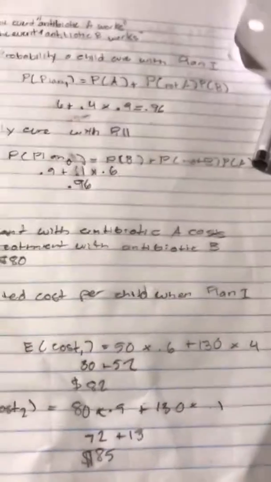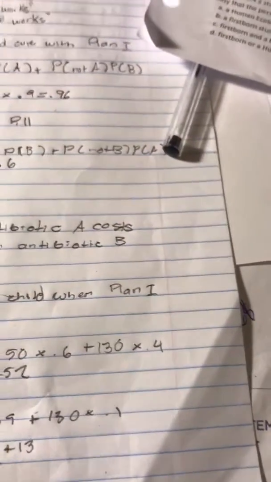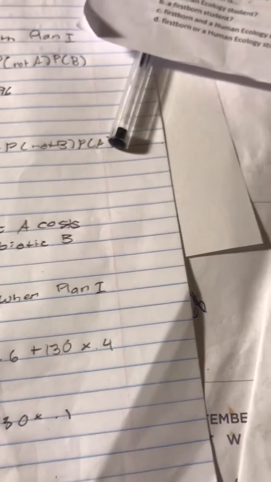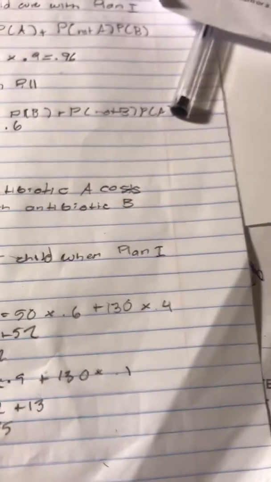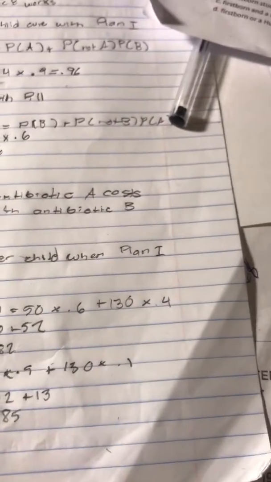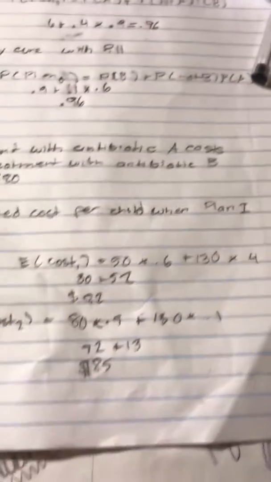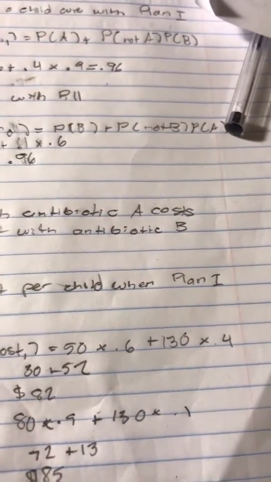And so if you take $50 times 0.6 plus $130 times 0.4, you would get $82 for the expected cost of Plan 1. Now, to get the expected cost of Plan 2, you would take $80, which is the cost of antibiotic B, and then you multiply that times 0.9, which is the probability of antibiotic B working, and that's $80 times 0.9 plus $130, which is the total price of both treatments, times 10%, which is 0.1. So $80 times 0.9 plus $130 times 0.1 will give you $85, and that's the expected cost of Plan 2.